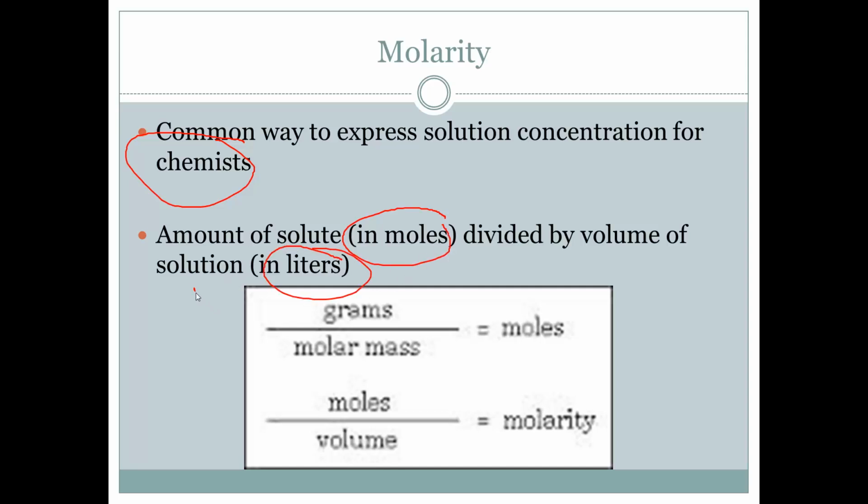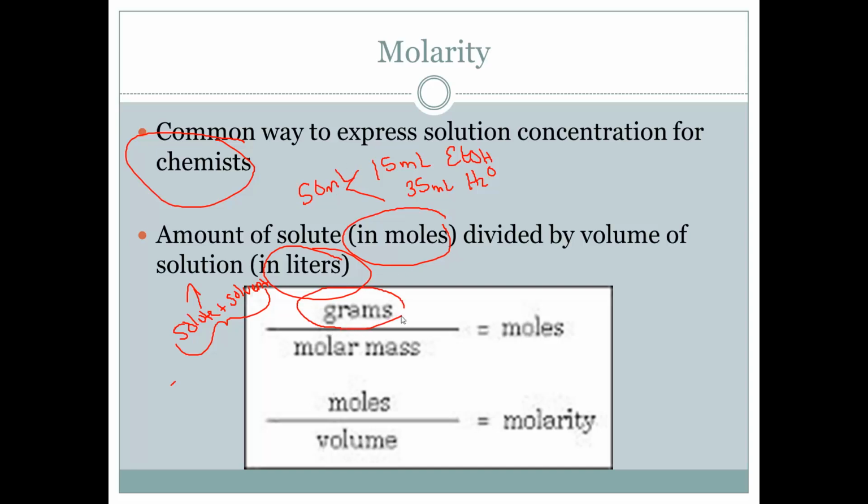Note the word solution. That's the solute and the solvent added together. Be careful when it comes to that. So if it says 15 milliliters of ethanol and 35 milliliters of water, combined you have 50 milliliters of solution.